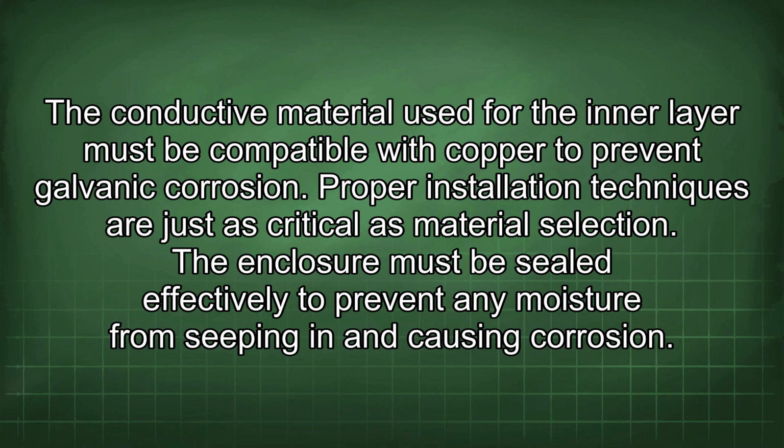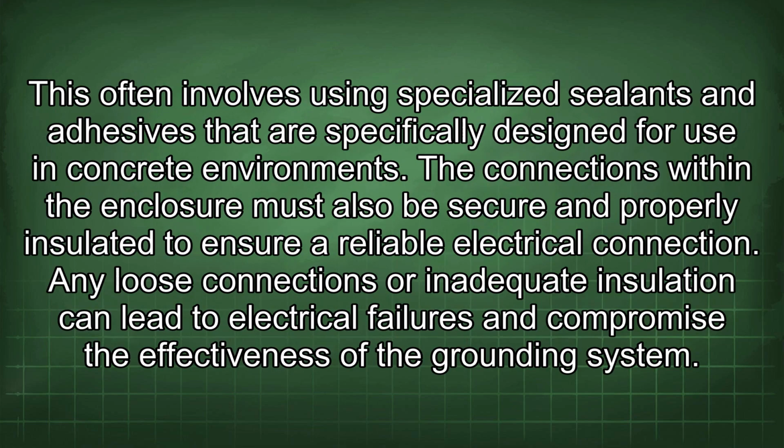Proper installation techniques are just as critical as material selection. The enclosure must be sealed effectively to prevent any moisture from seeping in and causing corrosion. This often involves using specialized sealants and adhesives that are specifically designed for use in concrete environments. The connections within the enclosure must also be secure and properly insulated to ensure a reliable electrical connection. Any loose connections or inadequate insulation can lead to electrical failures and compromise the effectiveness of the grounding system.